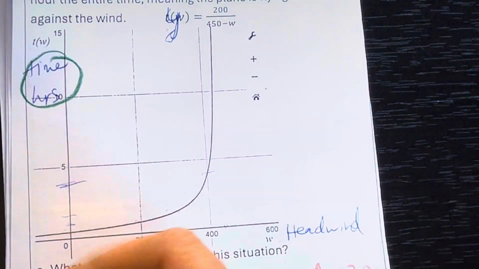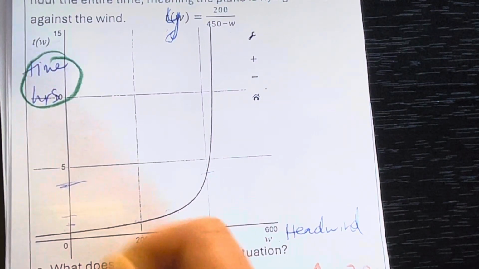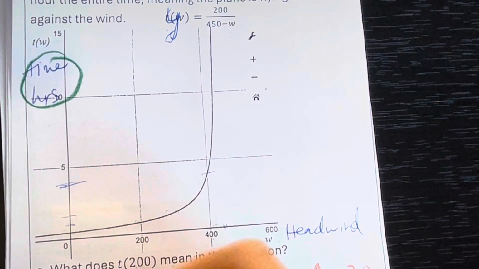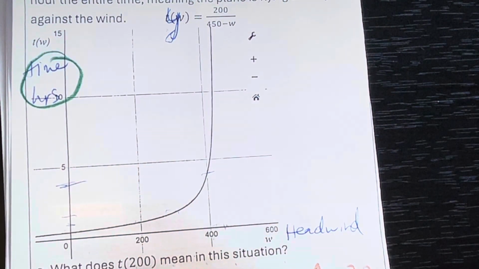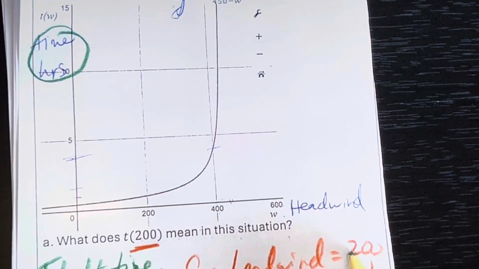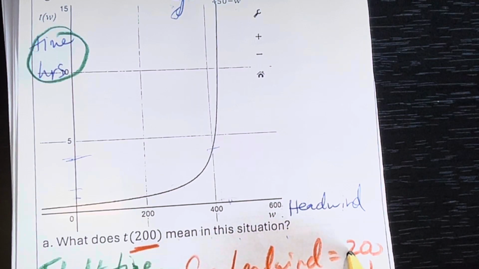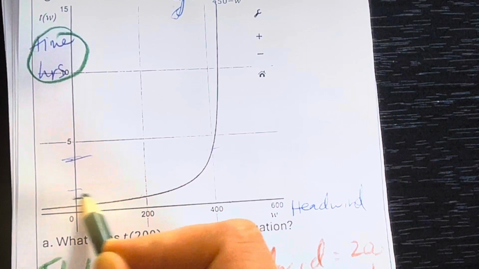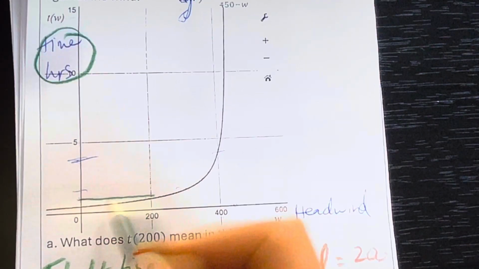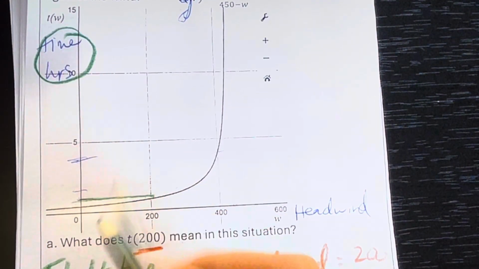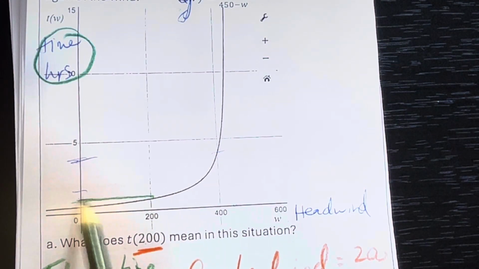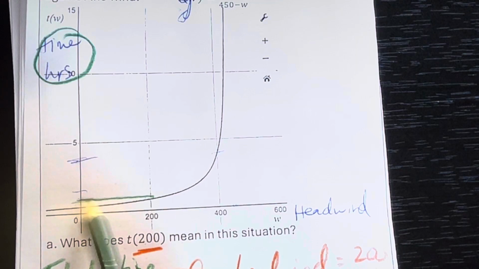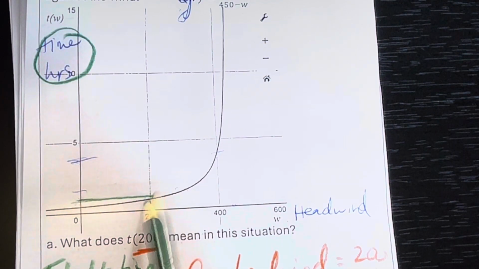So we could call this the flight time in hours for a headwind of 200 miles per hour. And that amount would be just about there. So this isn't labeled that clearly, so it's some number between 0 and 5. So maybe it's like between 1 and 2 hours if the headwind is 200 miles an hour.